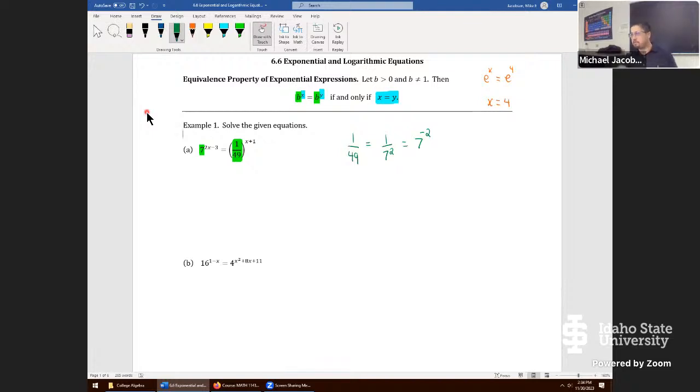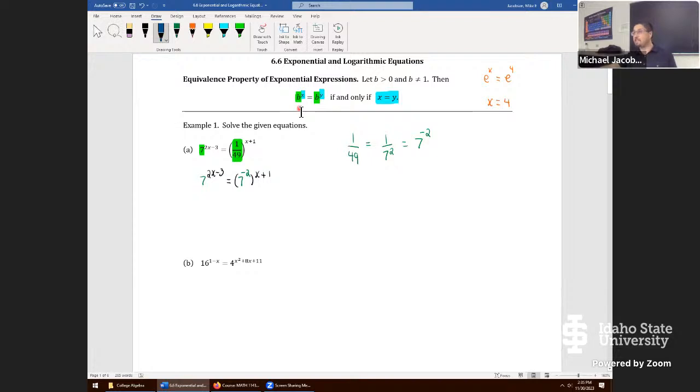Okay, so next step, I'm just copying the left-hand side for the moment. 7 to the power 2x minus 3 is equal to, right here we can put in the substitution. 7 to the power of -2 goes where 1/49 was, and we have power x plus 1. Now it's still not quite to the property we want.